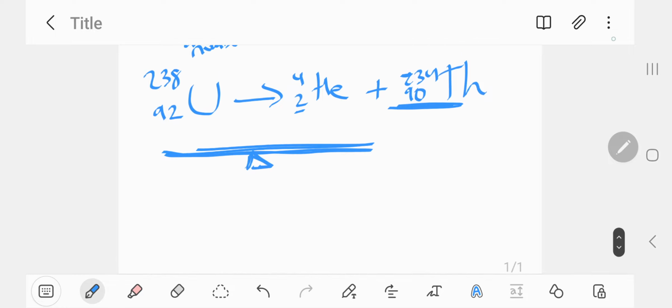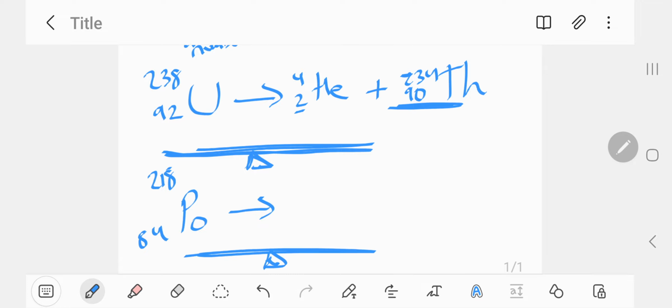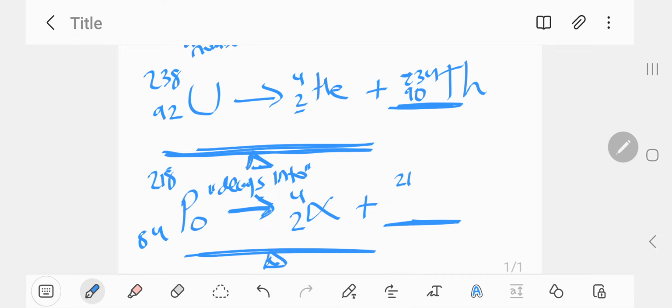Let's do another one. Let's do the alpha decay of polonium, Po, atomic mass 218, atomic number 84. Just like before, it's a seesaw, it has to be balanced. I should also mention that this arrow means decays into. So polonium decays into an alpha particle, let's use this symbol, alpha, plus something. 4 plus something is 218, so that will be 214. Something plus 2 is 84, so that's 82. If you go to the periodic table, you'll find that it's Pb, lead.